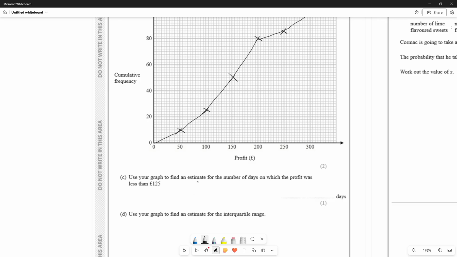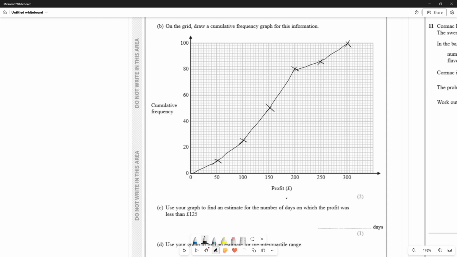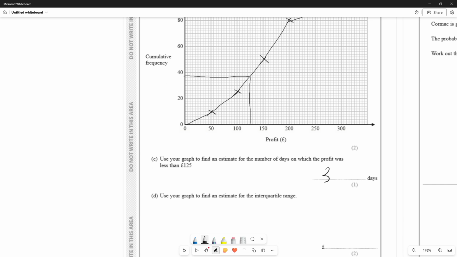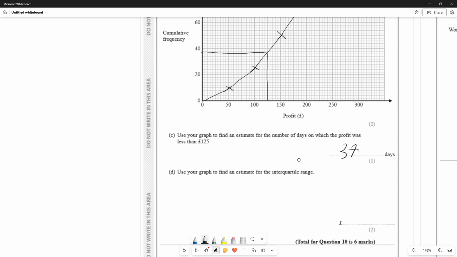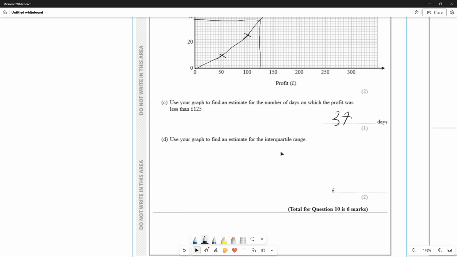Use your graph. Okay, part C. Use your graph to find an estimate for the number of days on which the profit was less than £125. So how do we do this? Well, we go to £125, or we should draw where £125 is, which is in the middle of this group over here. And then we go across here. And this is 37 there because it's in the middle of 36 and 38. So this is 37. Now it says less than. If it was more than, then it'd be everything above here. So we do 100 minus 37 to get 63. In terms of the mark scheme, it was 35 to 39, in which they accept.